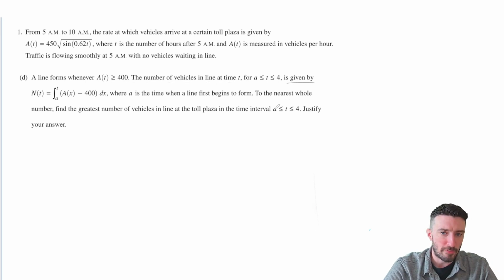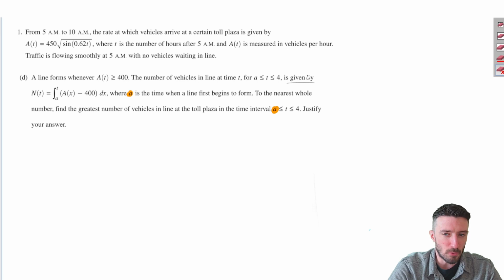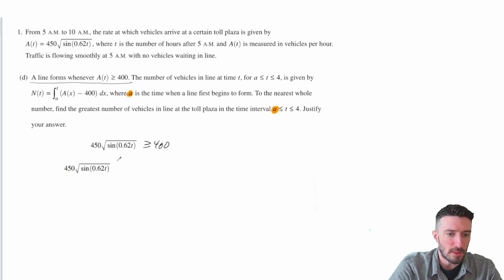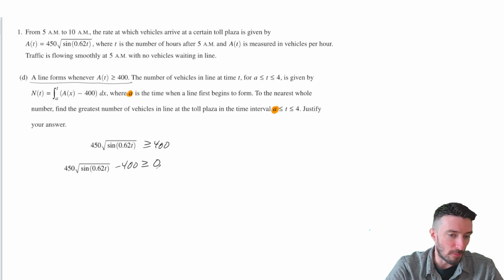So let's start with trying to figure out a. They're telling us a is the time when a line first begins to form. But if you look back here, they said a line forms whenever capital A is greater than or equal to 400. Capital A, that was our rate. So that means we need this thing to be greater than or equal to 400. But I can now put that minus 400 has to be greater than or equal to 0.